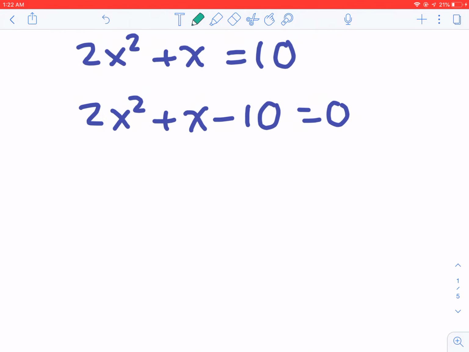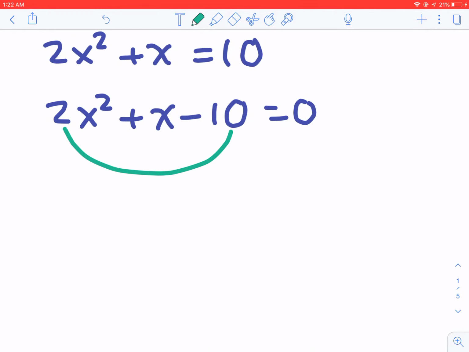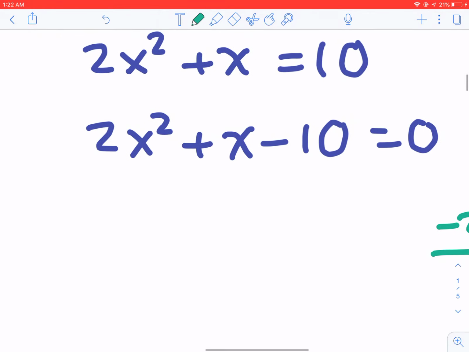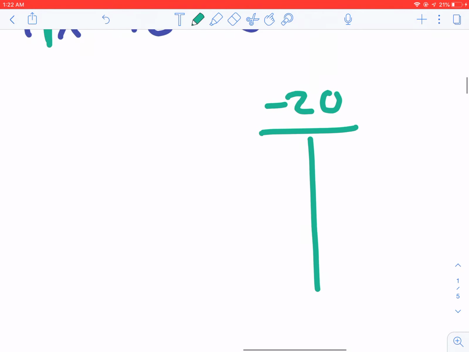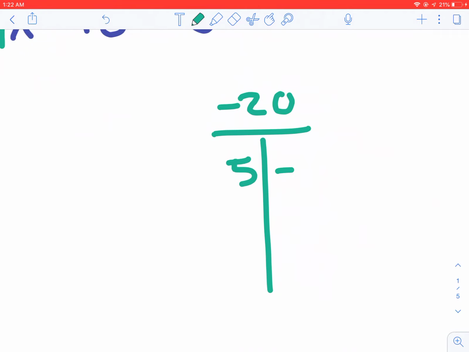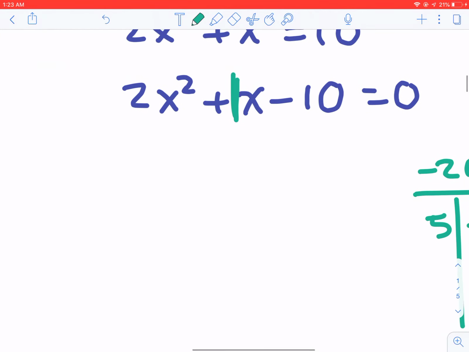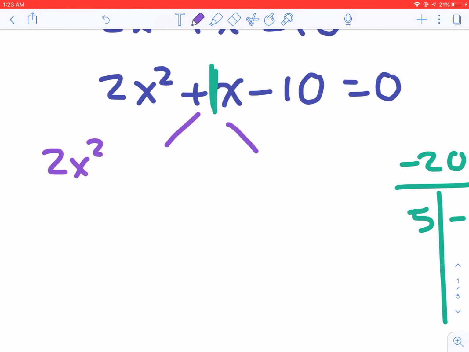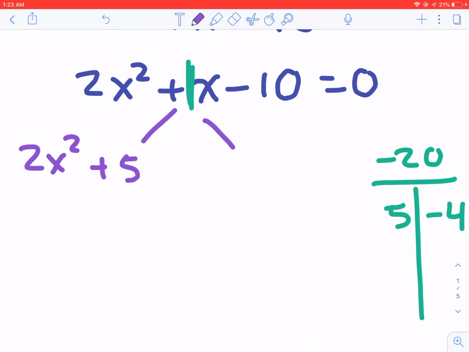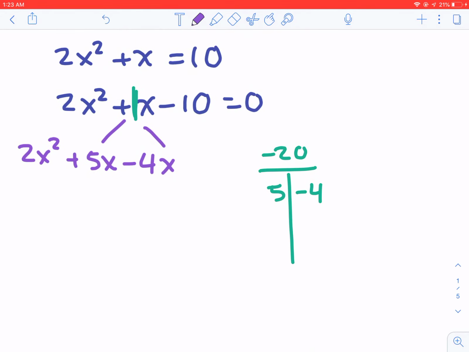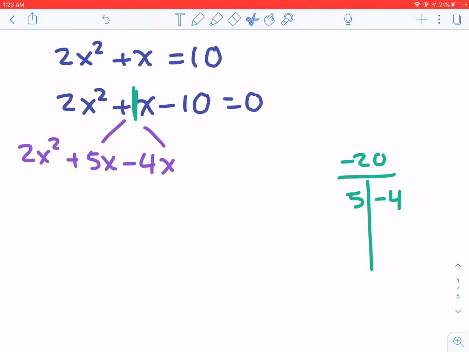A times C is negative 20. Boom. So what multiplies to negative 20 and adds to our middle coefficient here, which is a 1? So that's going to be positive 5 and negative 4. So splitting this up, it becomes 2x squared, that 1x becomes plus 5x minus 4x, which of course is 1x. We're not changing the problem. We're just doing this so we can factor it.